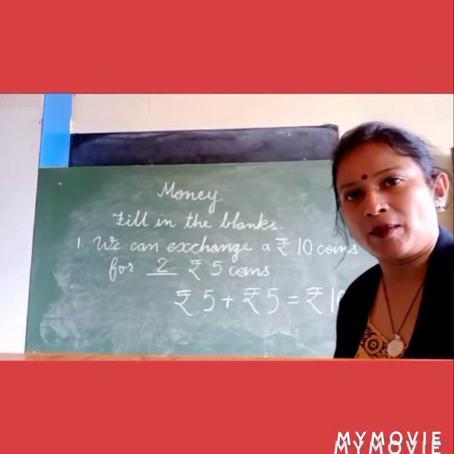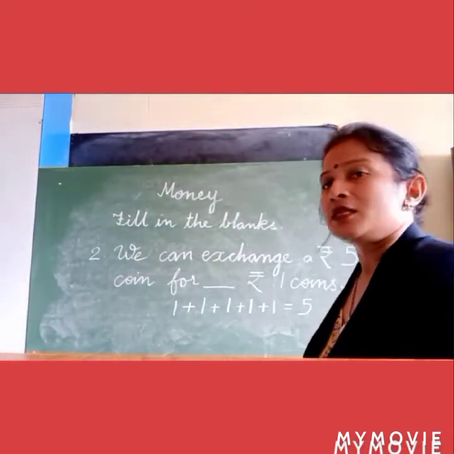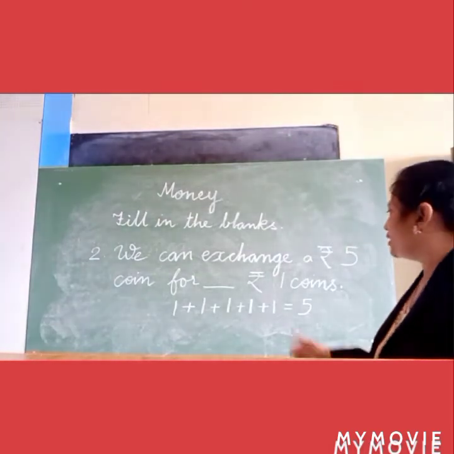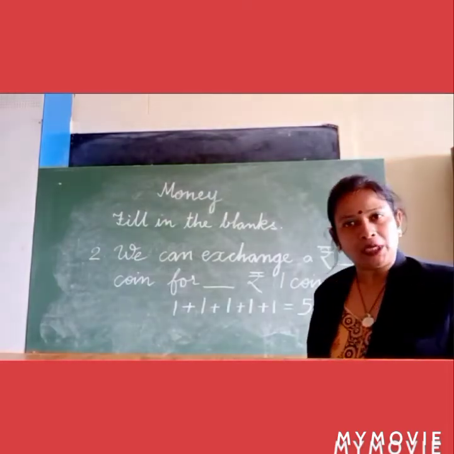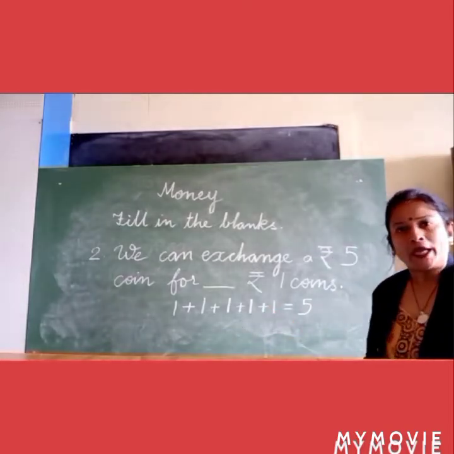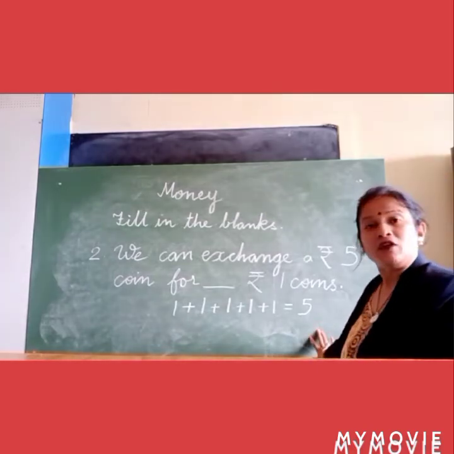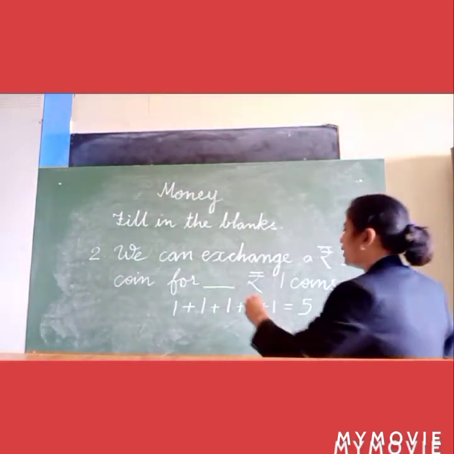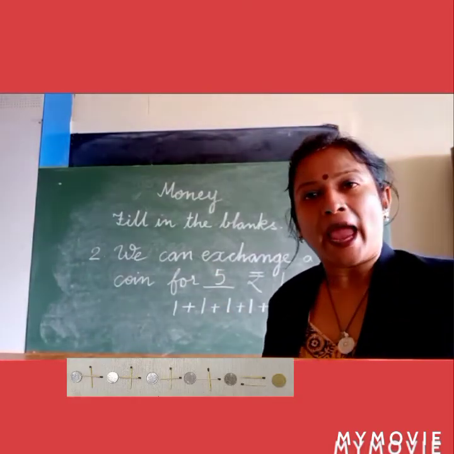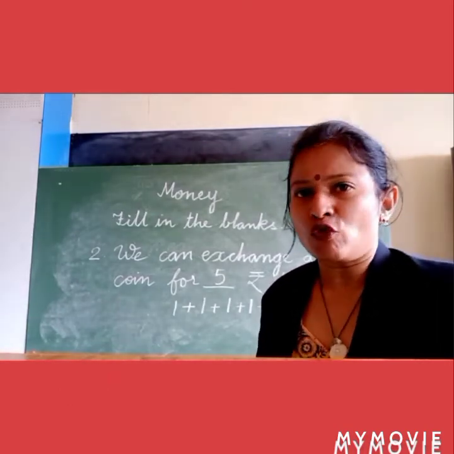Now come to the second fill up the blanks. Second question is, we can exchange a rupee 5 coin for dash rupee 1 coins. It means if you have 1, 2, 3, 4, 5 coins of rupee 1, then it will be equal to 5 rupees. So here you will write 5. When you have five 1 rupee coins, it will be equal to 5 rupees.